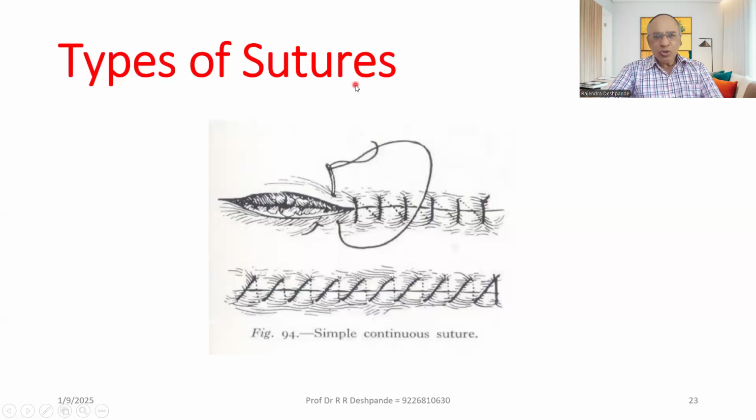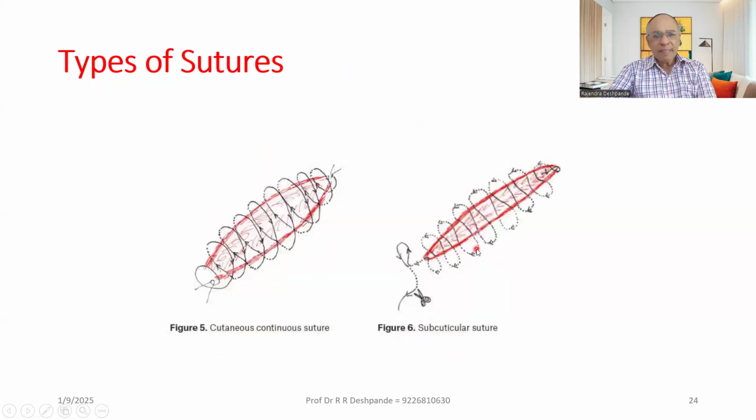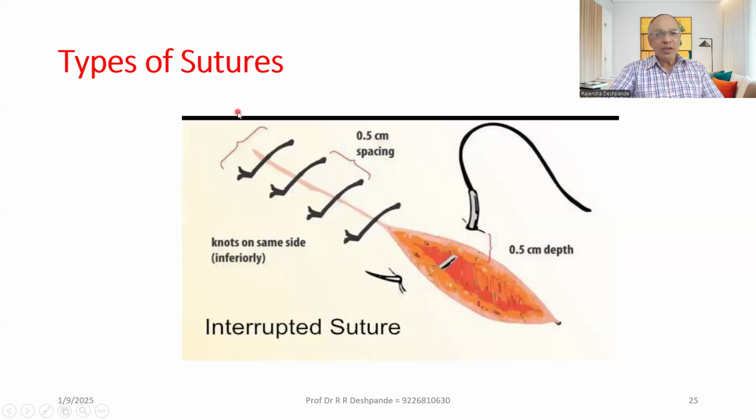Now, types of sutures: simple continuous suture. Simple continuous suture, can you see here? Next, types of suture. This is cutaneous and continuous suture. Cutaneous and continuous type of suture. Then this is a subcuticular suture. Subcuticular, below the skin, what they are doing and how they are doing this type of suturing.